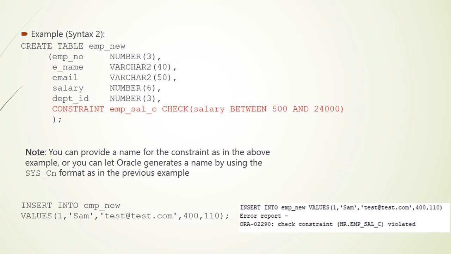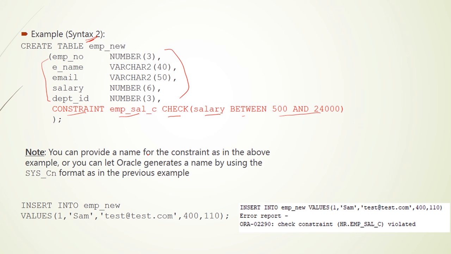The same previous example can be rewritten using syntax 2. In syntax 2, after defining the column list, we can define the constraints. Constraint, name of the constraint, check salary between 500 and 24,000.